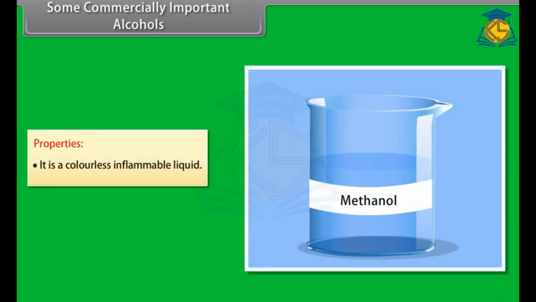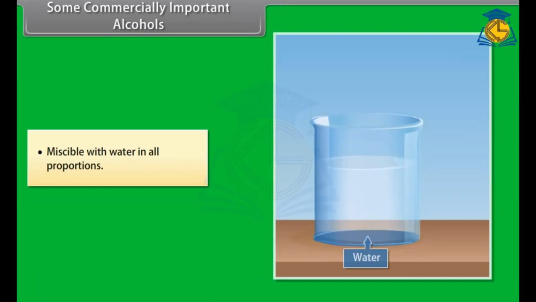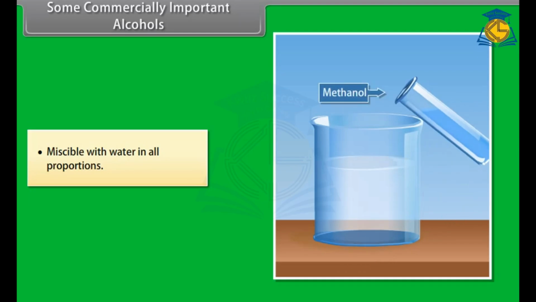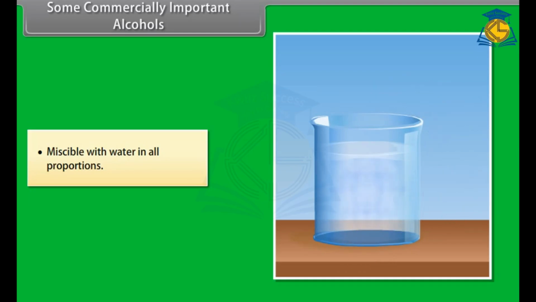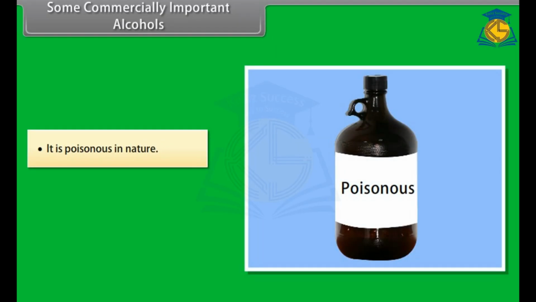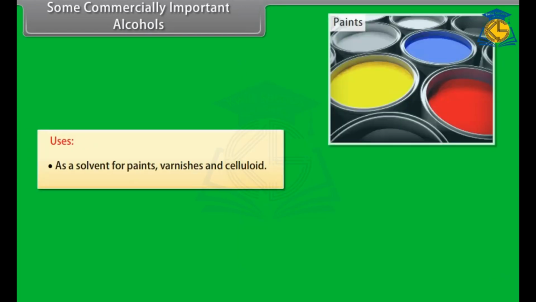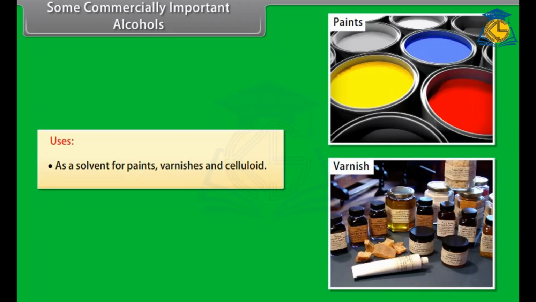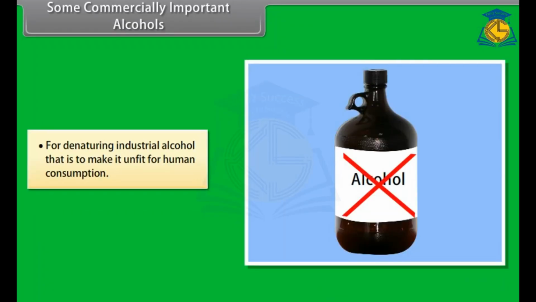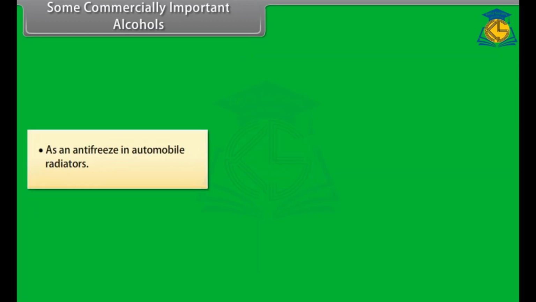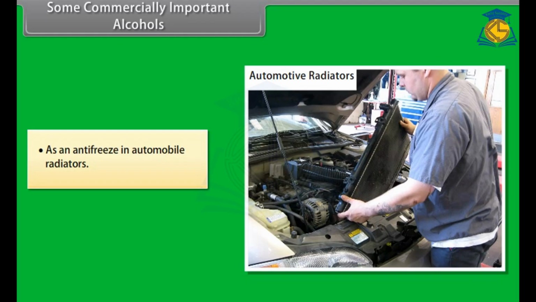Properties. It is a colorless, inflammable liquid. Miscible with water in all proportions. It is poisonous in nature. When consumed, it causes blindness and even death. Uses. As a solvent for paints, varnishes and celluloid, for denaturing industrial alcohol, that is, to make it unfit for human consumption, and as an antifreeze in automobile radiators.